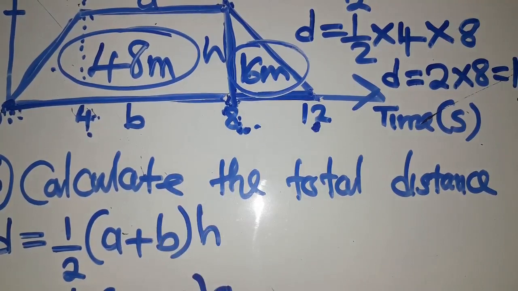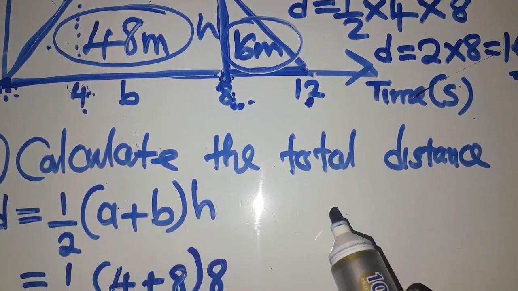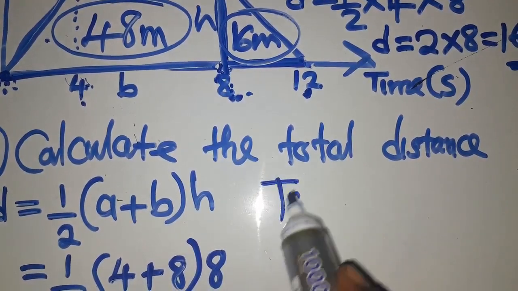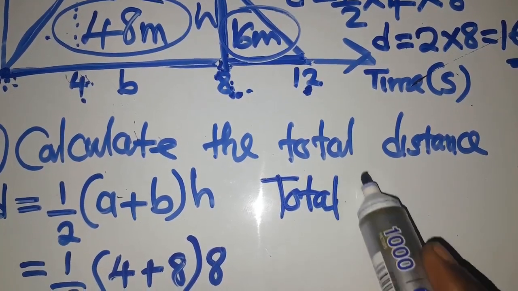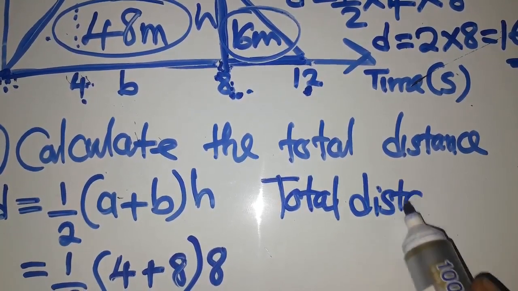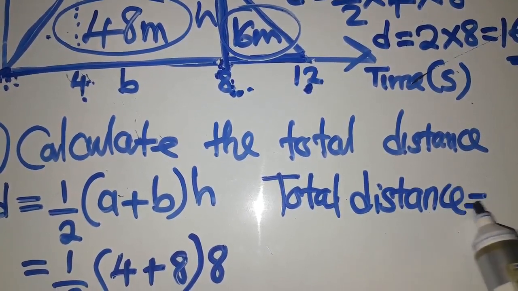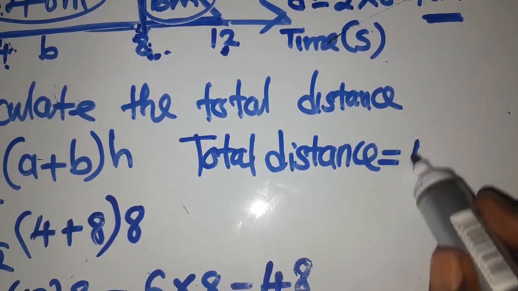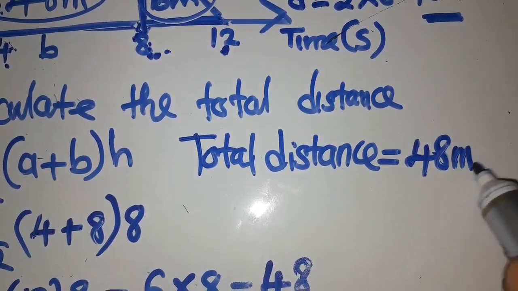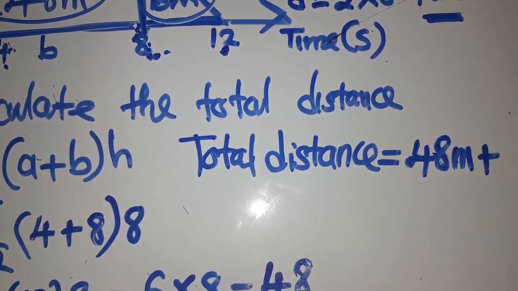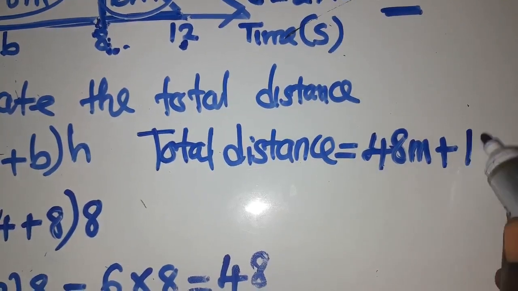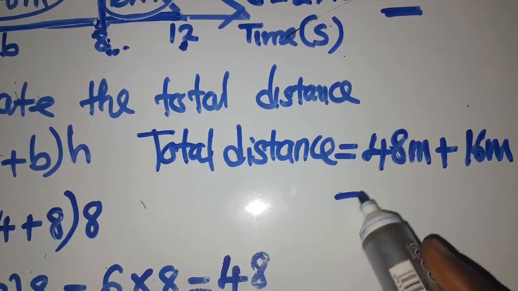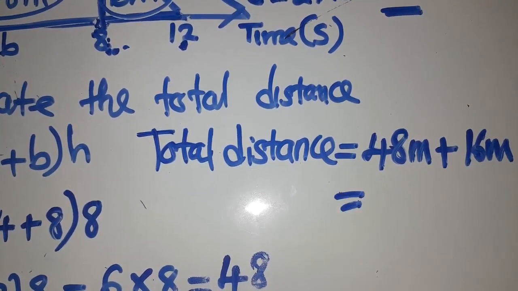So what do you do now? You just add them now. You find the total distance. So you say total distance is equal to 48 meters plus 16 meters, which is equal to 48 plus 16.